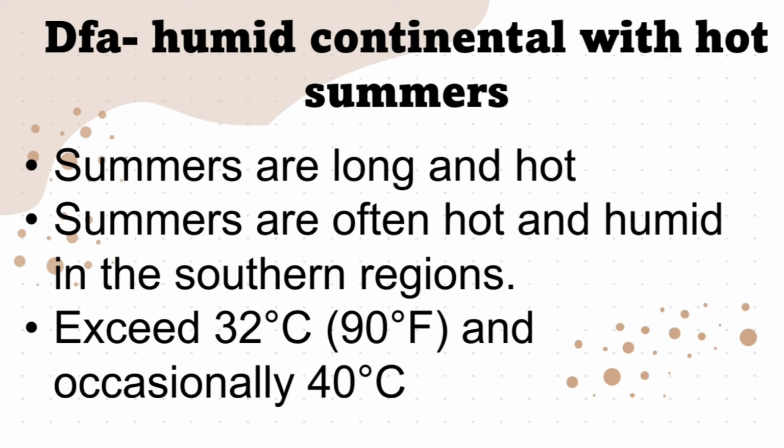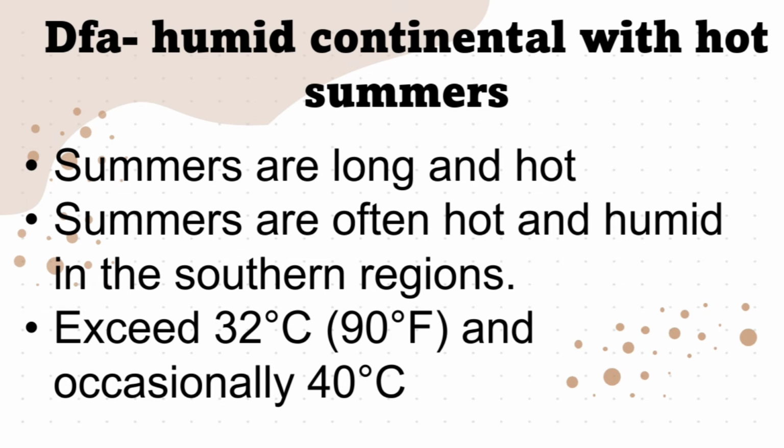When humid continental climates are subdivided on the basis of summer temperatures, where summers are long and hot, the climate is described as humid continental with hot summer, or DFA. Summers in this climate are often hot and humid, especially in the southern regions. The temperature often exceeds 32 degrees Celsius or 90 Fahrenheit, occasionally 40 degrees Celsius at midday.